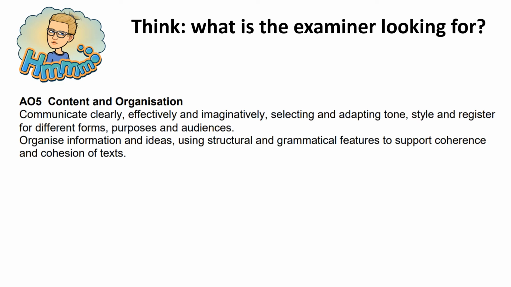So the first assessment objective, content and organisation. This is what it says to the examiner. Very boring, but it says, communicate clearly, effectively and imaginatively, selecting and adapting tone, style and register for different forms, purposes and audiences. Organise information and ideas using structural and grammatical features to support coherence and cohesion of texts. Easy, right? No, probably doesn't mean anything to you. What does that mean in your speak?